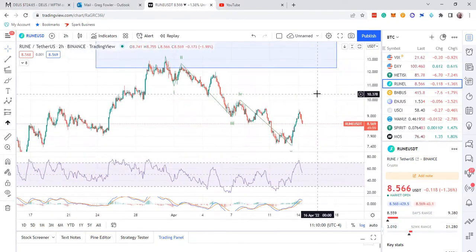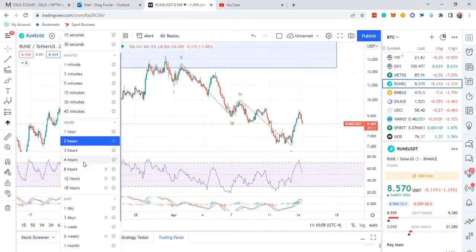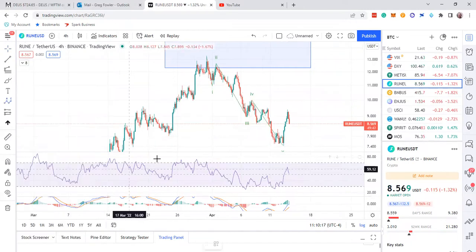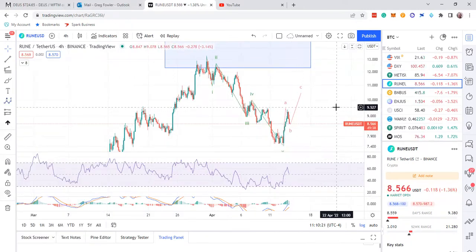And I'll be the first to admit I make mistakes. Now look at that. You see that pump? Look how high it went on the RSI. Let's check it on the 4-hour. Yeah, it went up pretty good. It might even swing back up. This right here is probably A, B, and it could go up there.